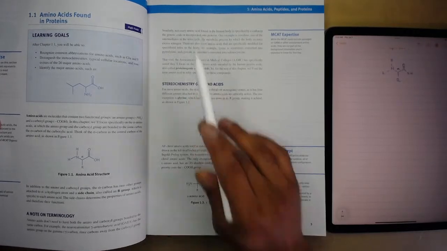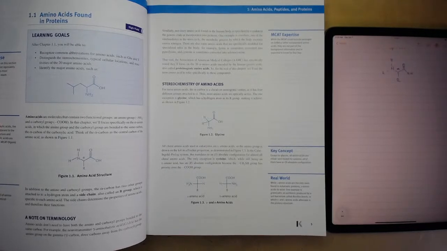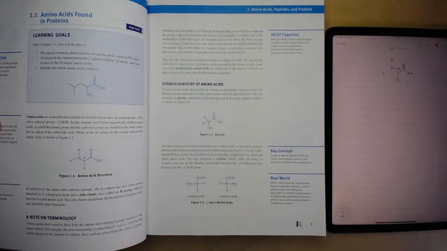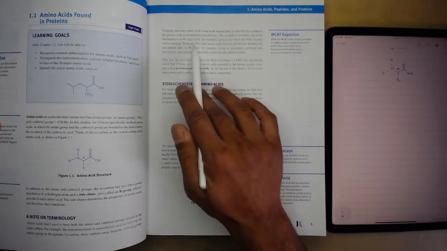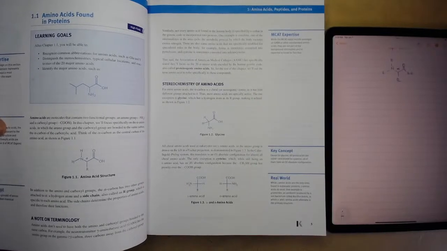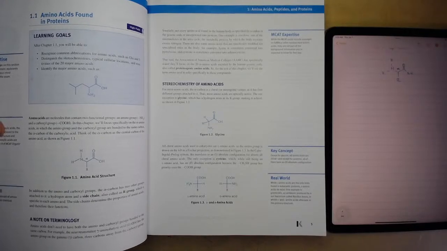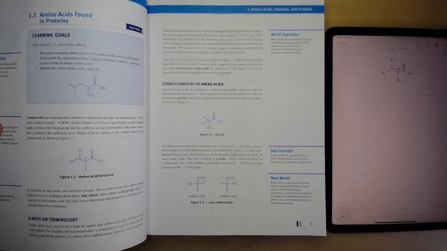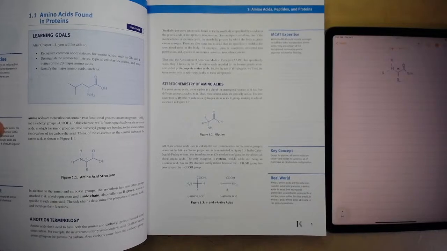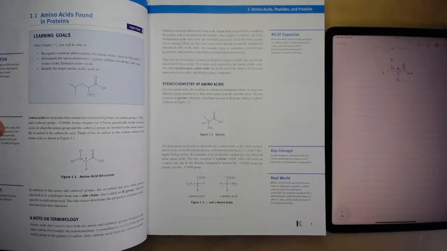Similarly, not every amino acid found in the human body is specified by a codon in the genetic code or incorporated into proteins. One example is ornithine, one of the intermediates in the urea cycle, the metabolic process by which the body excretes excess nitrogen. There are also some amino acids that are specifically modified for specialized roles in the body. For example, lysine is sometimes converted into pyrrolysine, and cysteine is sometimes converted into selenocysteine.